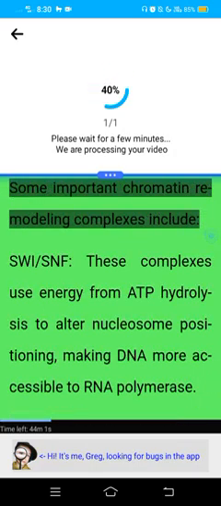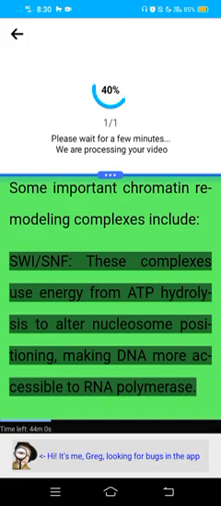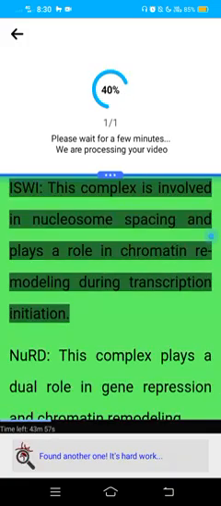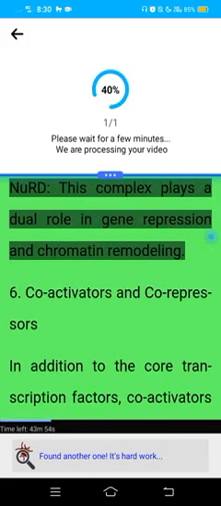Some important chromatin remodeling complexes include SWI/SNF. These complexes use energy from ATP hydrolysis to alter nucleosome positioning, making DNA more accessible to RNA polymerase. ISWI. This complex is involved in nucleosome spacing and plays a role in chromatin remodeling during transcription initiation. NuRD. This complex plays a dual role in gene repression and chromatin remodeling.